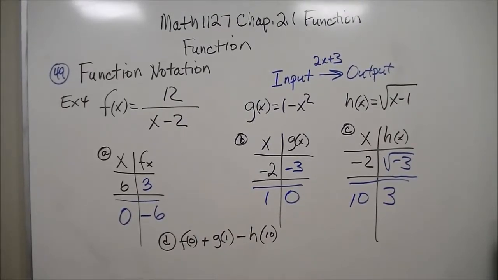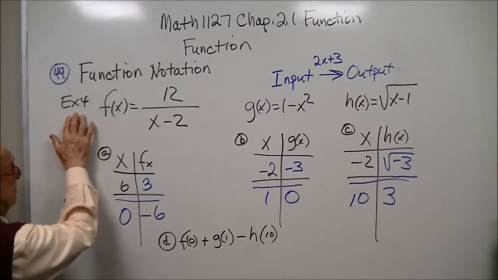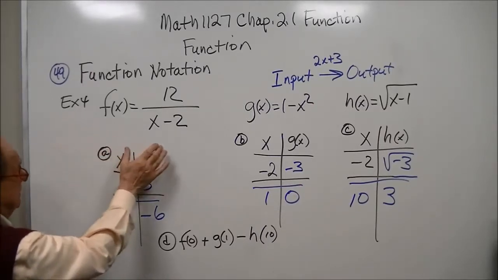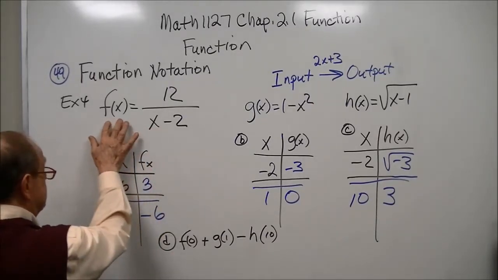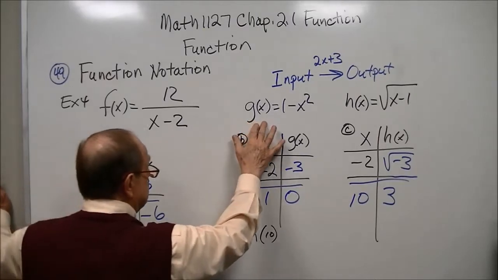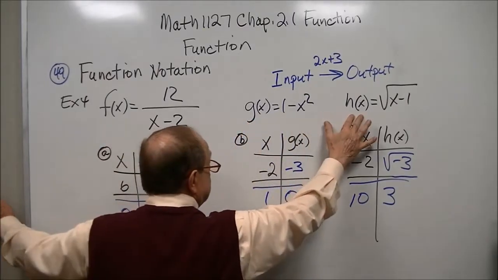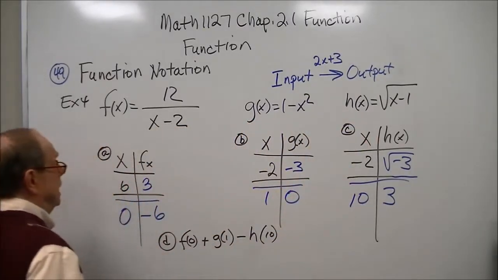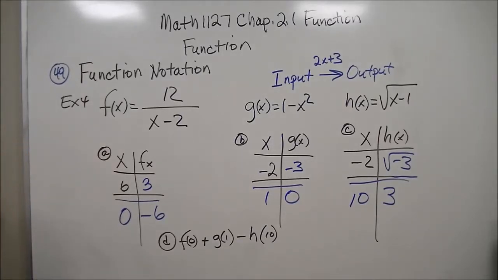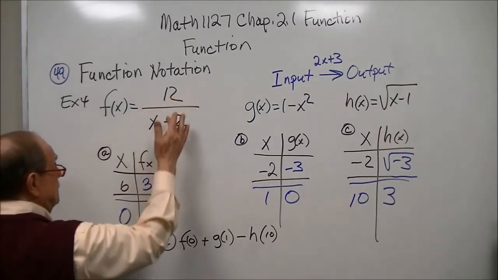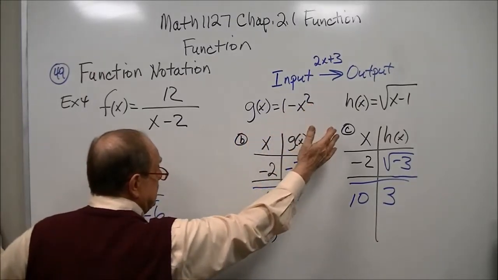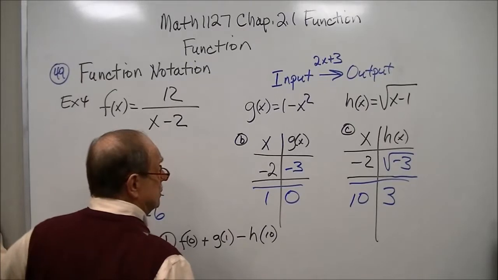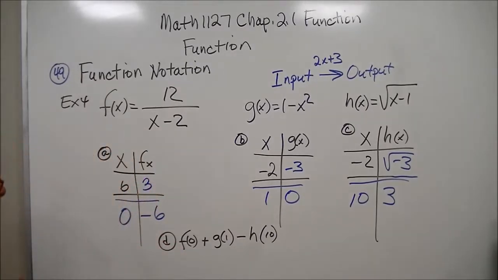Okay, now we've moved into some examples. This is example 4, and they're giving us 3 functions: a function of x, a function of g, a function of h. And they're defining what each function is. Here it's going to be 12 divided by x minus 2. Here it's 1 minus x squared. And there is the square root of x minus 1.